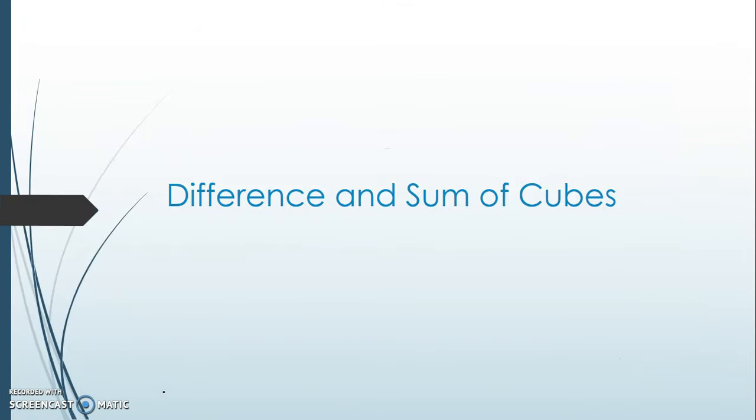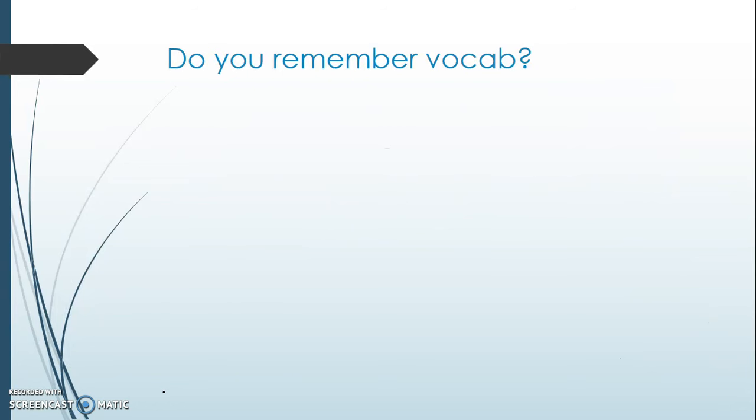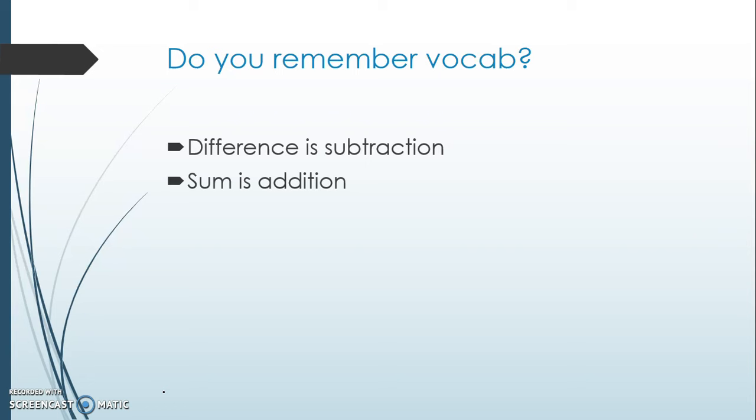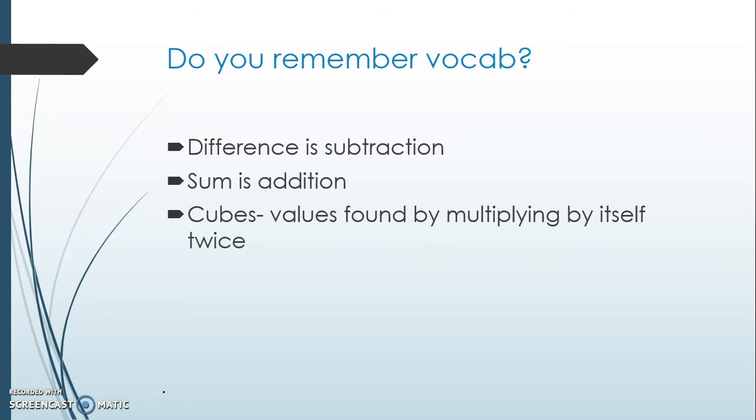Now, let's talk about the difference and sum of cubes. Do you remember these vocab words? Remember that difference is subtraction, sum is addition, and cubes are the values found by multiplying a number by itself twice. So numbers like 27 are 3 times 3 times 3.